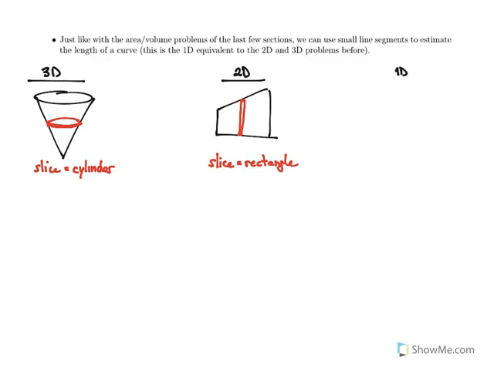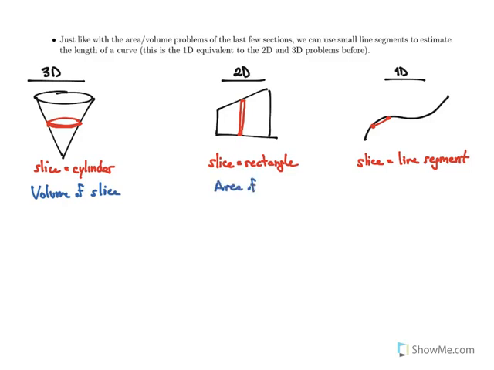Now we're going to be looking at a one-dimensional equivalent, which is going to be looking at the length of a curve. And a slice here is going to be a line segment. So in the 3D problems, we looked at the volume of a slice. In the 2D problems, we looked at the area of a slice. And for this, we're going to look at the length of a slice.